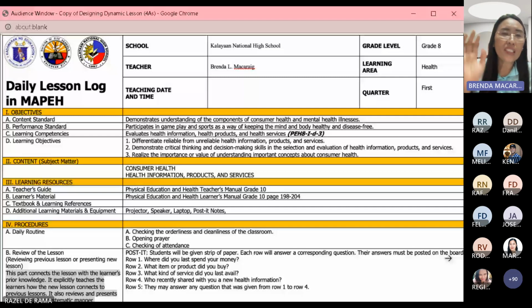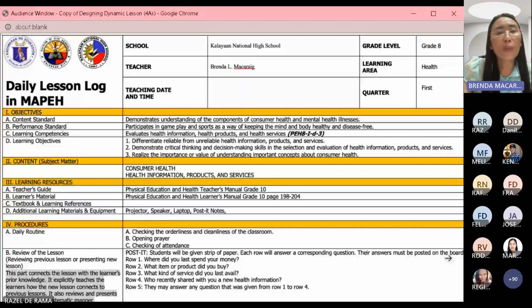Third part ng ating DLL is the learning resources. So the teacher's guide, the learner's material, textbook, and learning references, and then the additional learning materials and equipment. And then these learning resources, of course, these are the list of resources that a teacher uses to deliver the lesson.